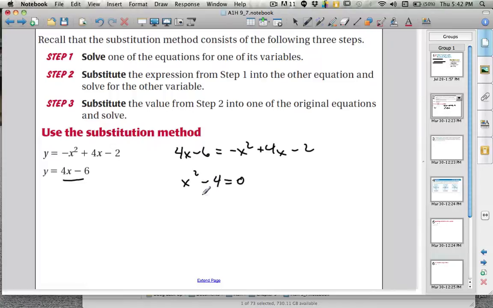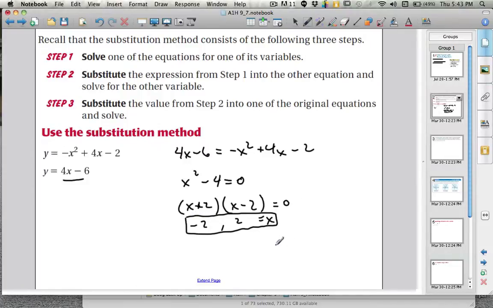If I want to go ahead and solve this, I'm going to factor my quadratic function. I see that this is the difference of two squares. So it will be factored to be x plus 2 times x minus 2. And from these factors, I know that my solutions would be 2 and negative 2. Okay, so that's what I found so far.